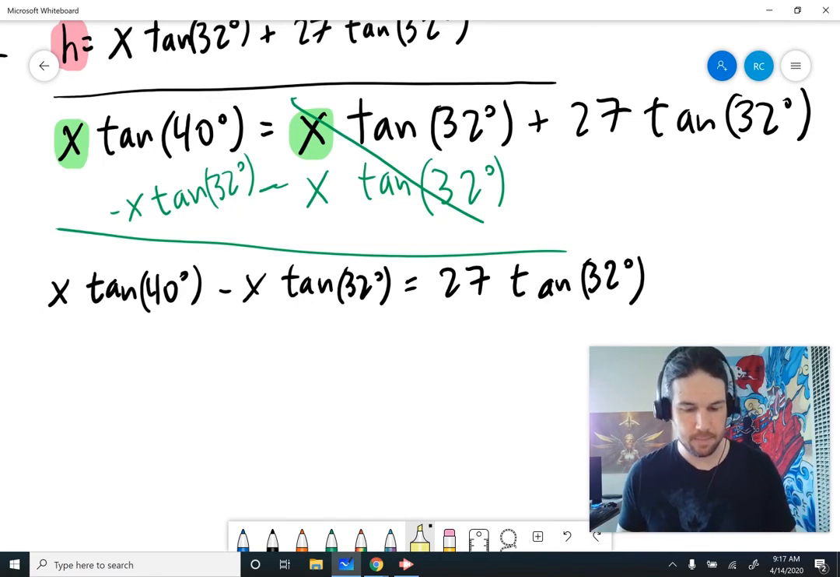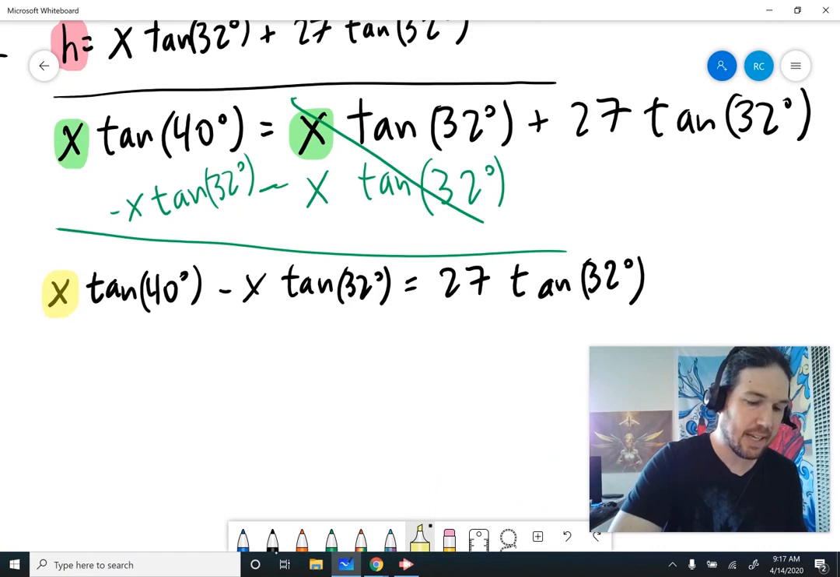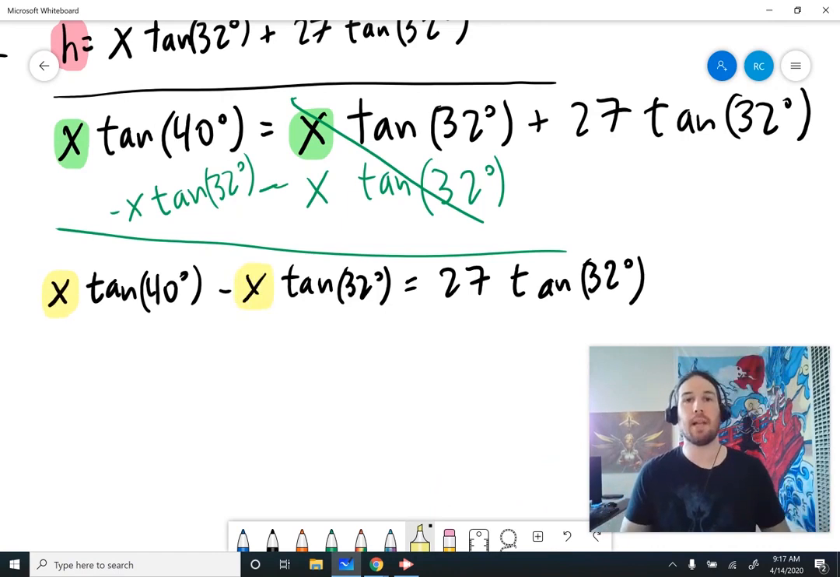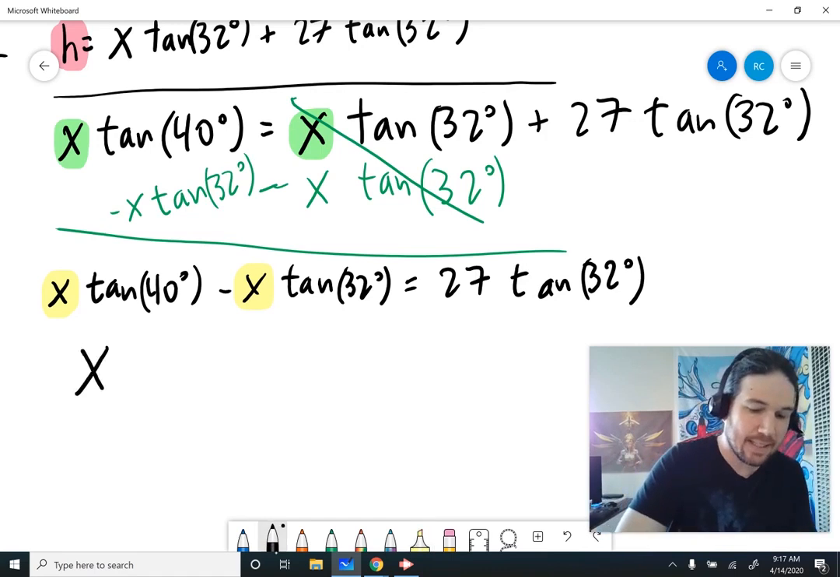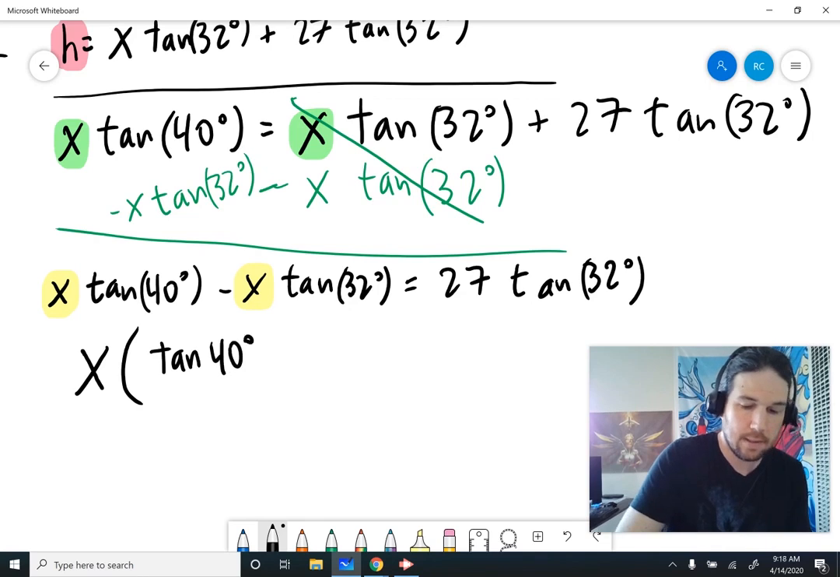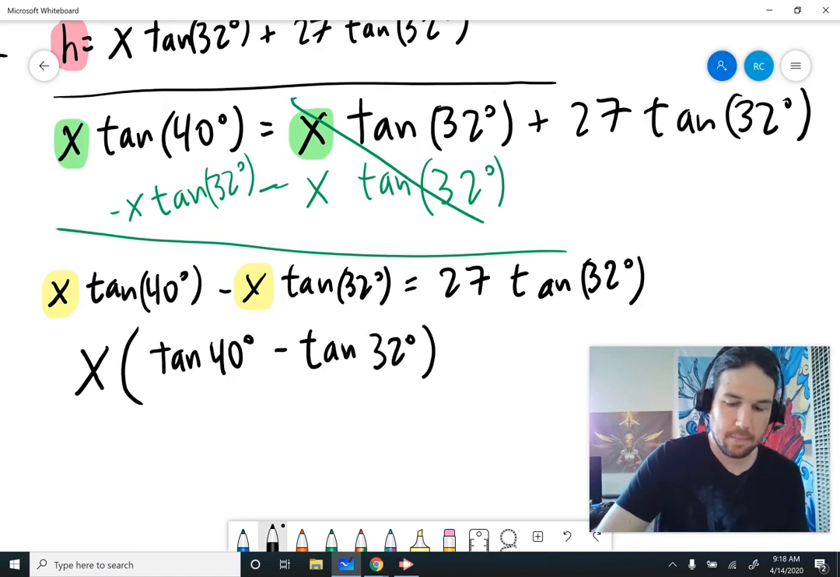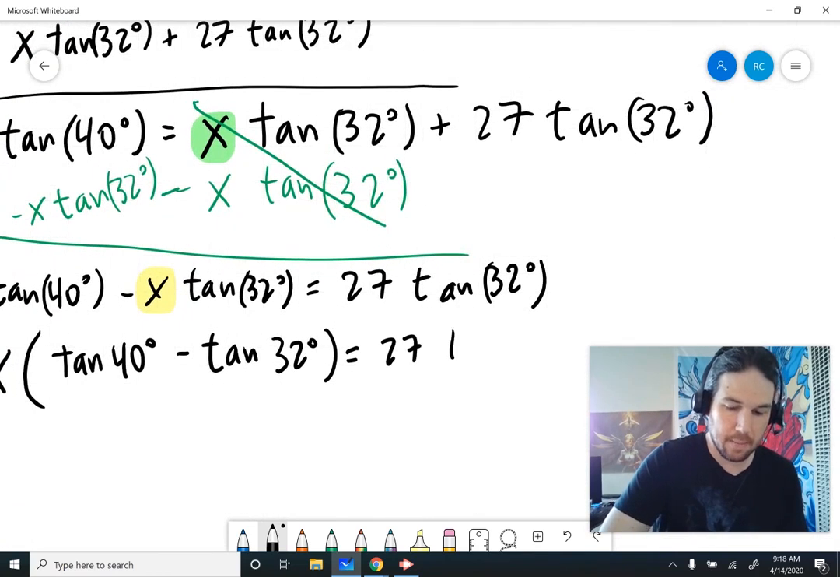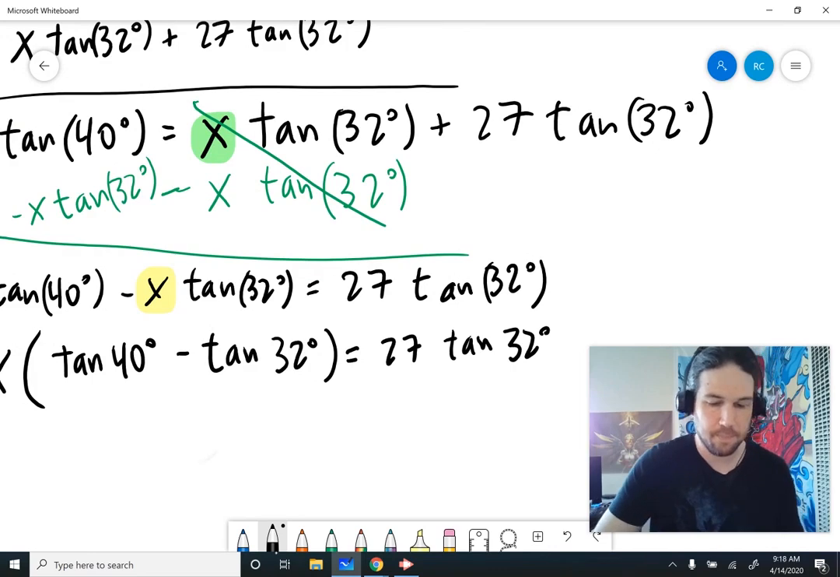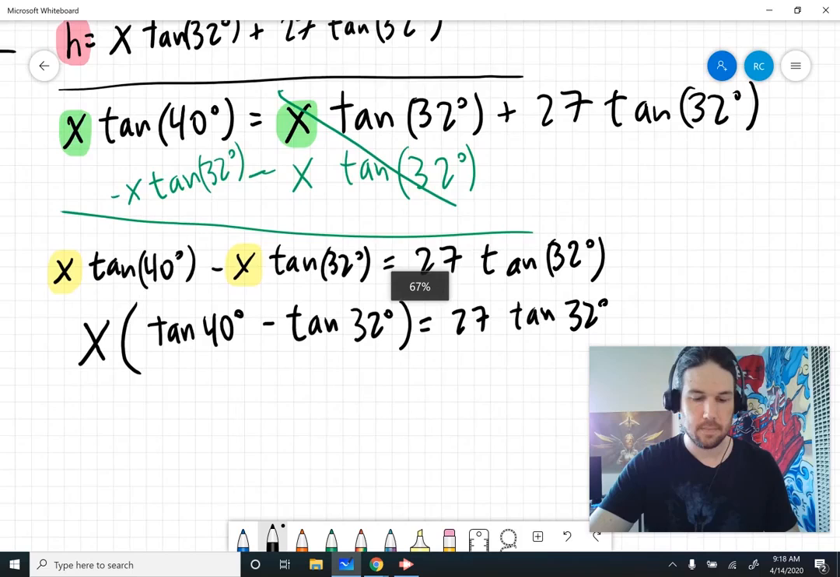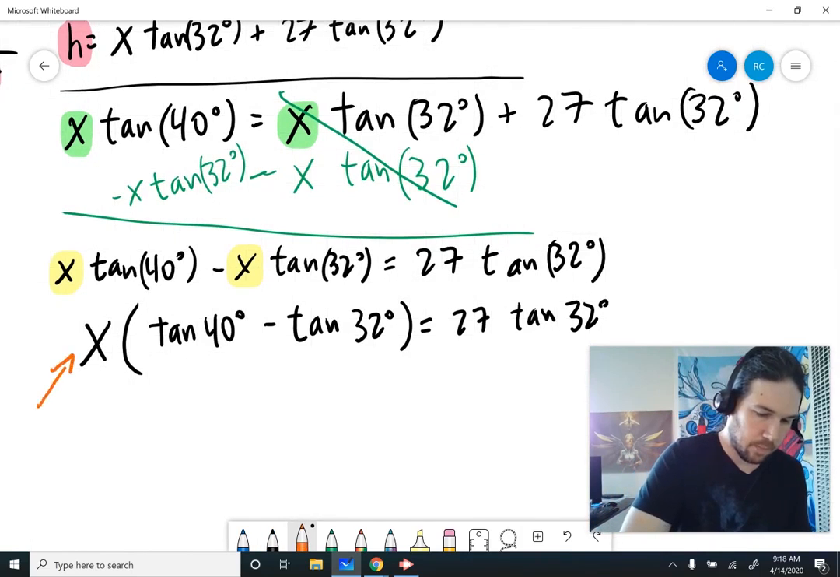Now, here on the left side, I still have an x here and an x here. Both of these terms are being multiplied by x. Now, here's an integrated math 2 thing. We learned that if you have the same factor in two different addends, in two things that are being added or subtracted, we can factor that out. So we get x times, well, x tangent 40 divided by x is tangent 40 degrees, minus, again, we are dividing out that x, so we get tangent 32 degrees. And that still equals 27 times tangent of 32 degrees. That hasn't changed. Factor out the x.